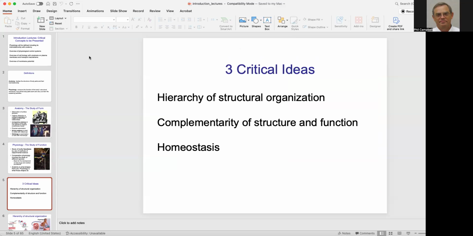Now, the next thing for these introductory slides, I'm going to move along various subject matters. We'll talk about this, we'll talk about that. Now, I'm not going to go into molecular biology. I'm not going to have an extensive discussion about nucleic acids. Not that they're not critically important, but I only have so much time. So the next thing I want to talk about are three critical, basic, underlying concepts for physiology. The first one is the hierarchy of structural organization. The second is complementarity of structure and function. And finally, homeostasis. So let me take them in turn.